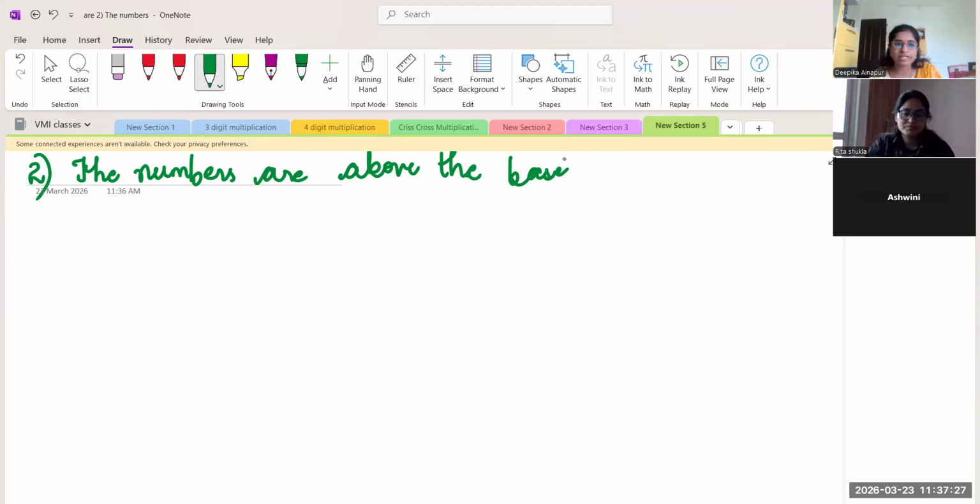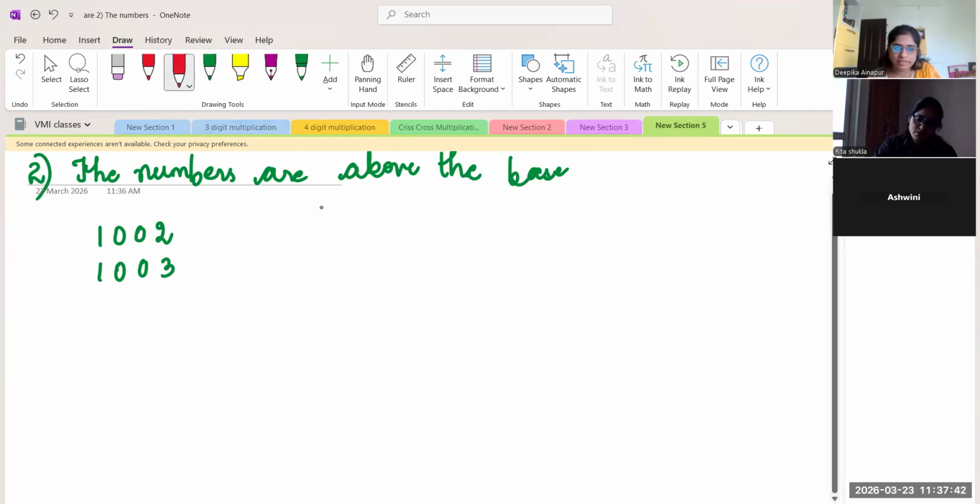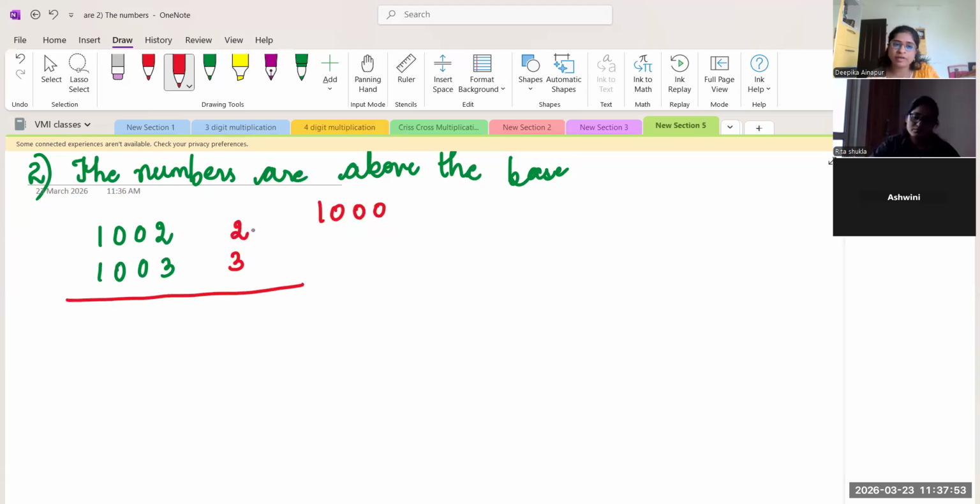So when the number is above the base, for example, I'll take 1002 into 1003, right? 1002 into 1003. So the base will be 1000 here. So 1002 minus 1000 will be just 2, plus 1003 minus 1000 will be 3. And then just multiply 3 into 2, that is 6.